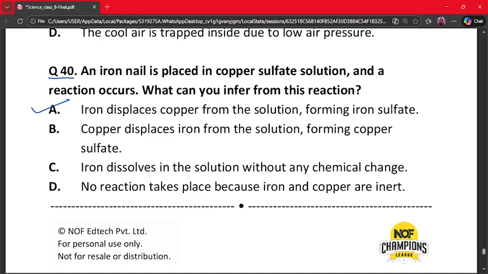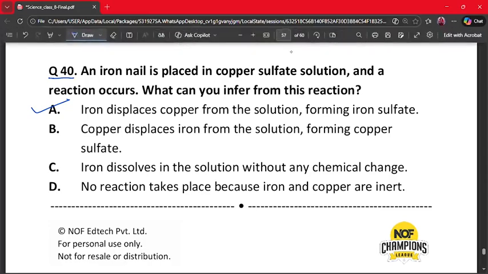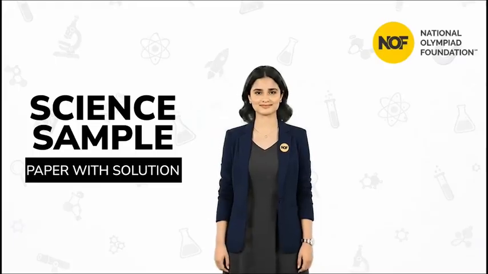So students, that brings us to end of sample paper 4. If you understood these explanations, keep practicing regularly and revising regularly. And all the best for your exams, and see you in the next session.